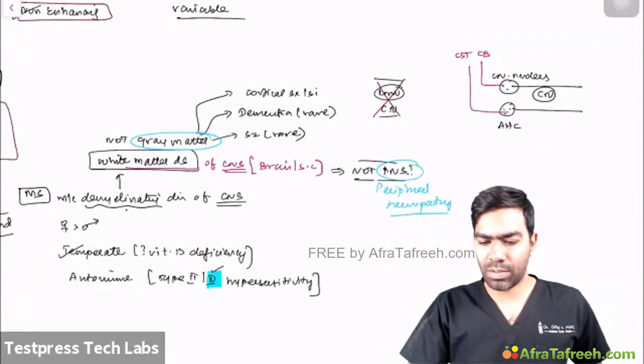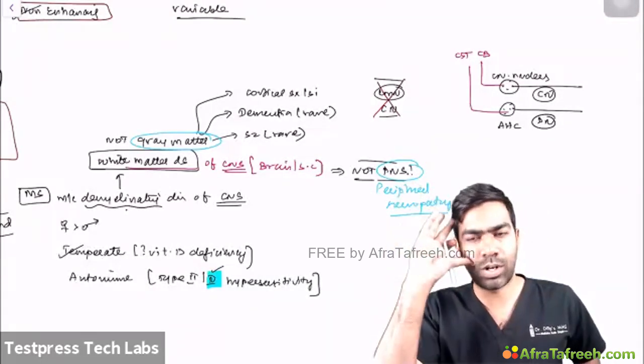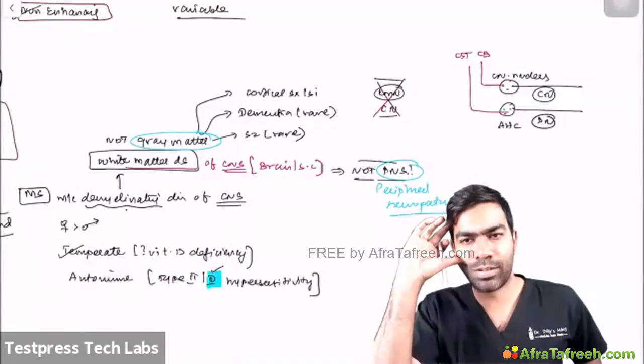What is the demyelinating disease of the peripheral nervous system? Obviously, in the exam, you are going to get only limited questions in neurology. You're not going to get pissed off. Very simple. The most common demyelinating disorder of the peripheral nervous system is Guillain-Barré syndrome.